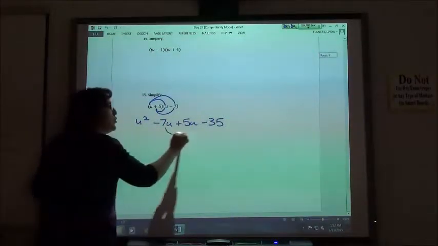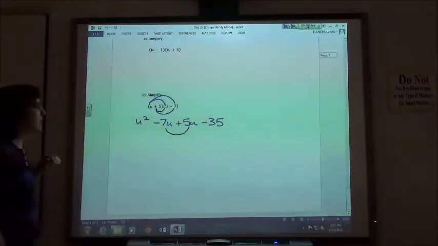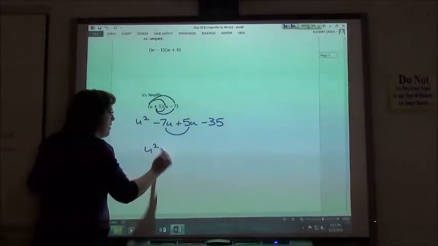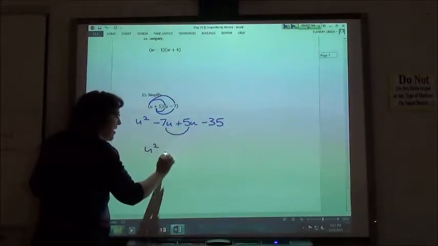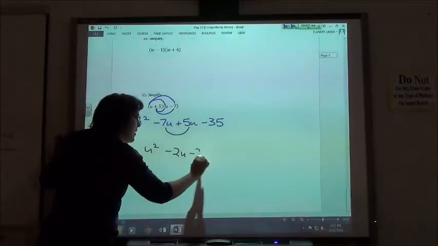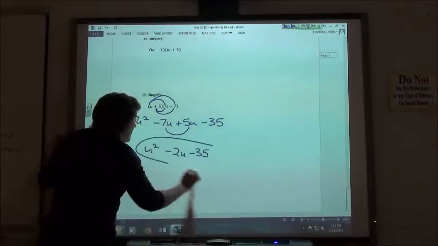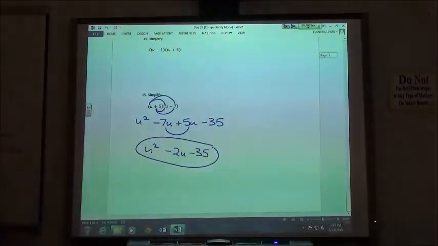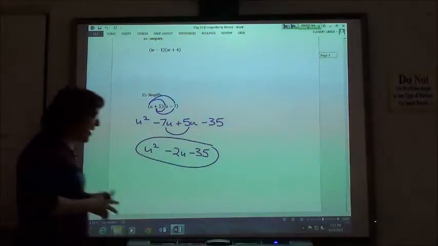Again, my middle two terms will be like terms. I'll be able to combine those. So u squared, negative 7 plus 5 would give me negative 2u minus 35. And there's my answer. So when I multiply two binomials, they do what they call foiling, and we'll do a bunch more of that on the next sheet.